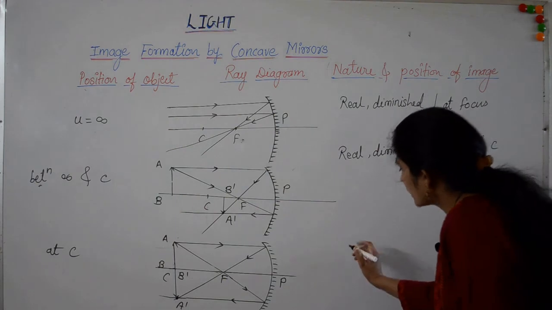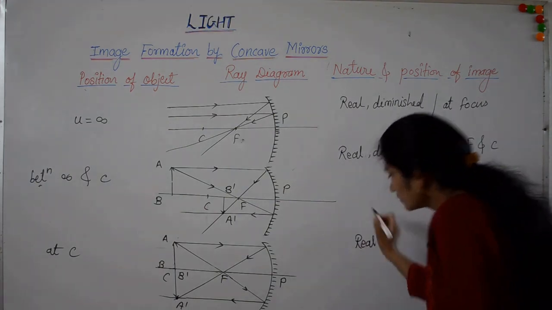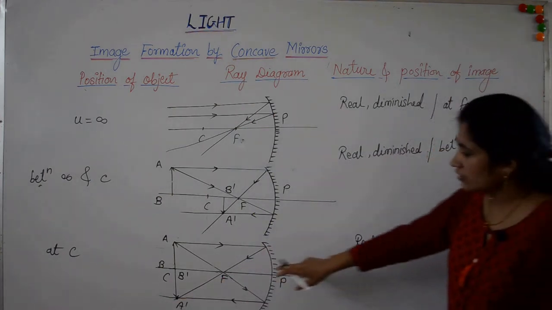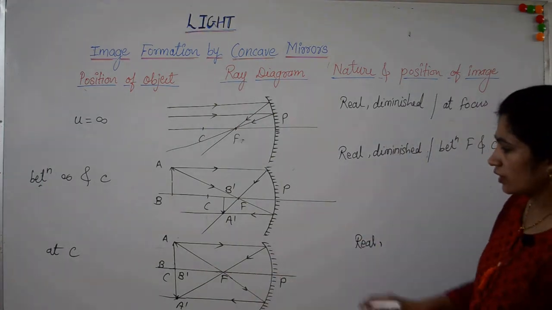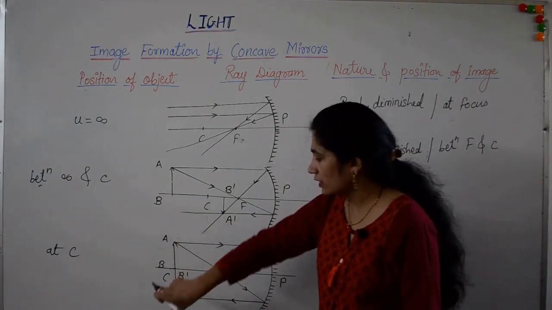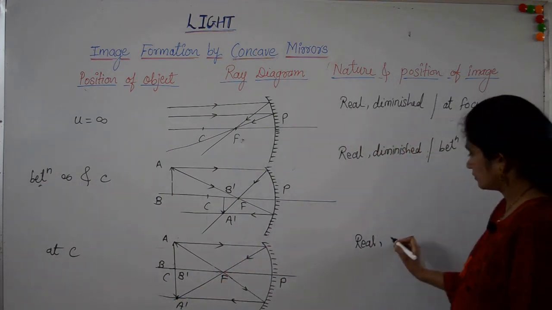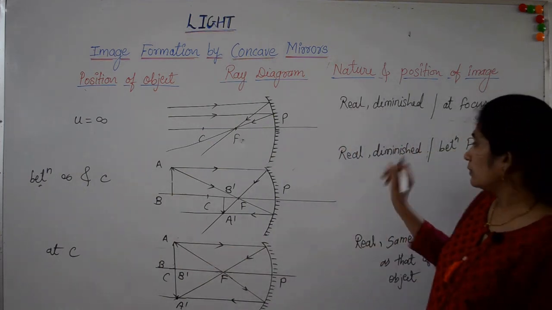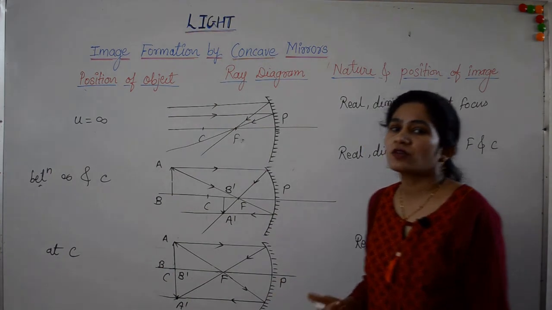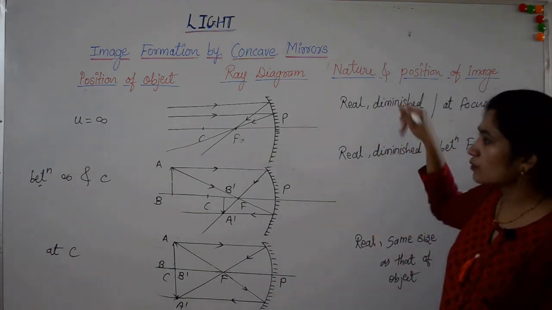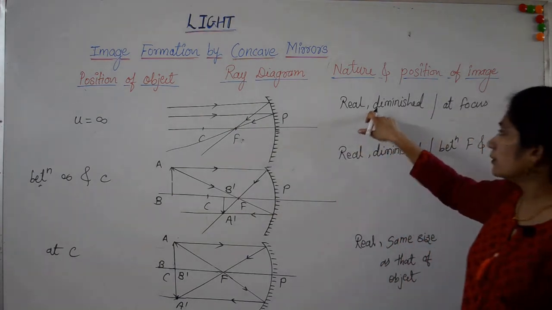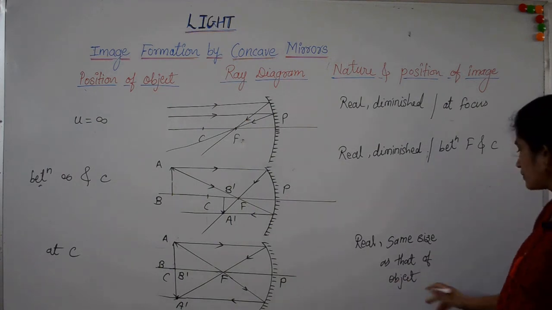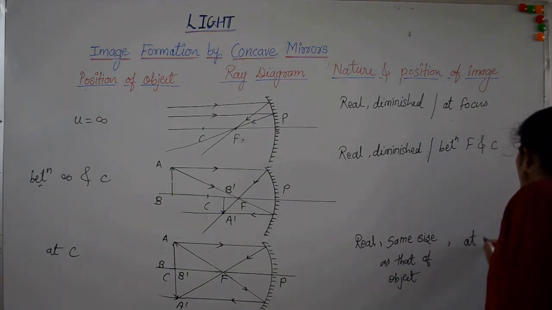Nature of image. The nature of image is again real because the reflected rays converge. They meet at this point. Therefore, the image is real and it is of the same size as that of the object. It means that if the object is 5 cm, then the image will also be 5 cm. Neither diminished nor magnified. Magnified means if the image size is greater than object size, then the image is called magnified. And if the image size is smaller than object size, then the image is said to be diminished. So here the image is of the same size as that of the object and forms at the center of curvature.